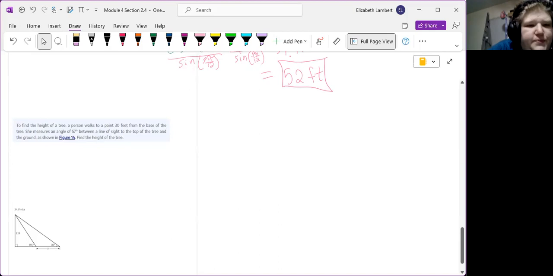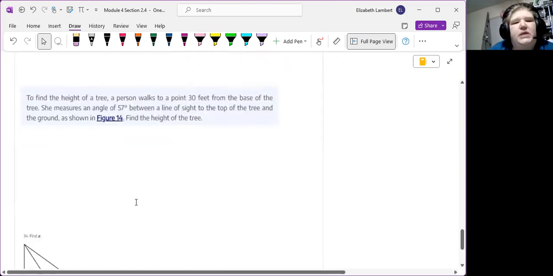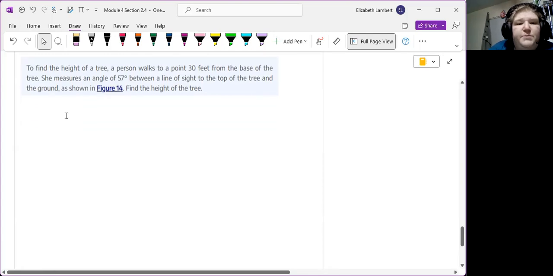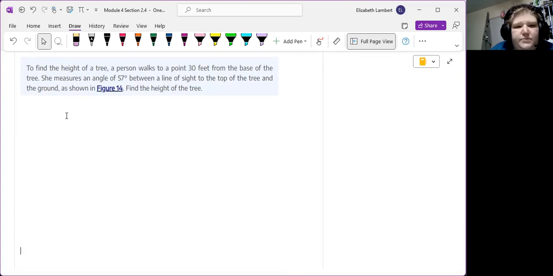All right. So to find the height of a tree, a person walks to a point 30 feet from the base of the tree. She measures an angle of 57 degrees between a line of sight to the top of the tree and the ground. Find the height of the tree. All right, so there was a picture in the book. I didn't grab the picture in the book.